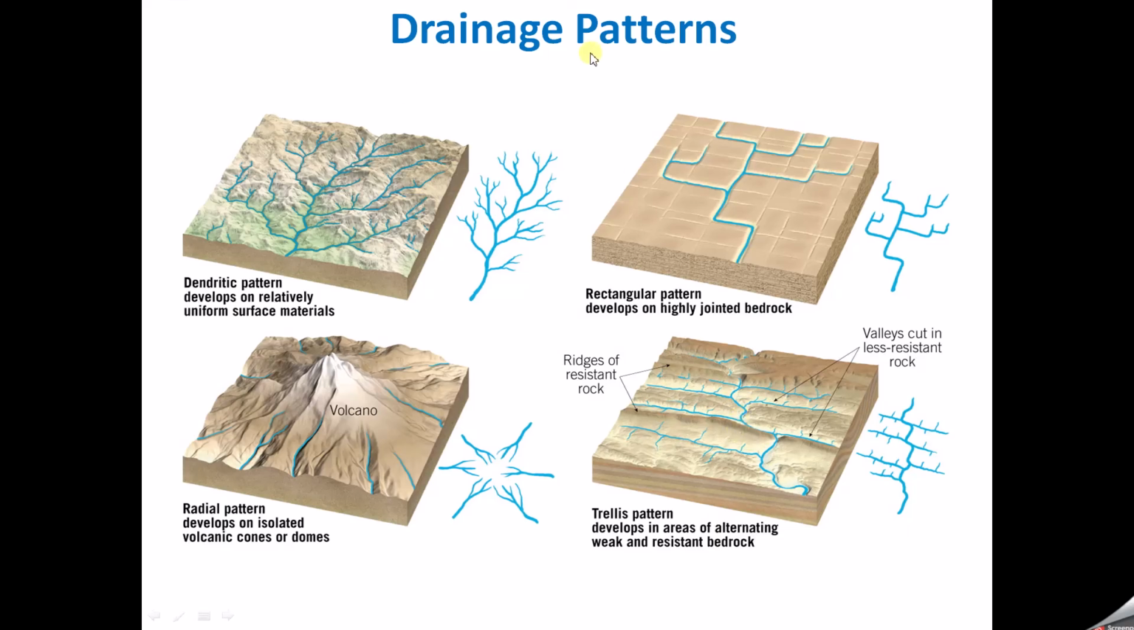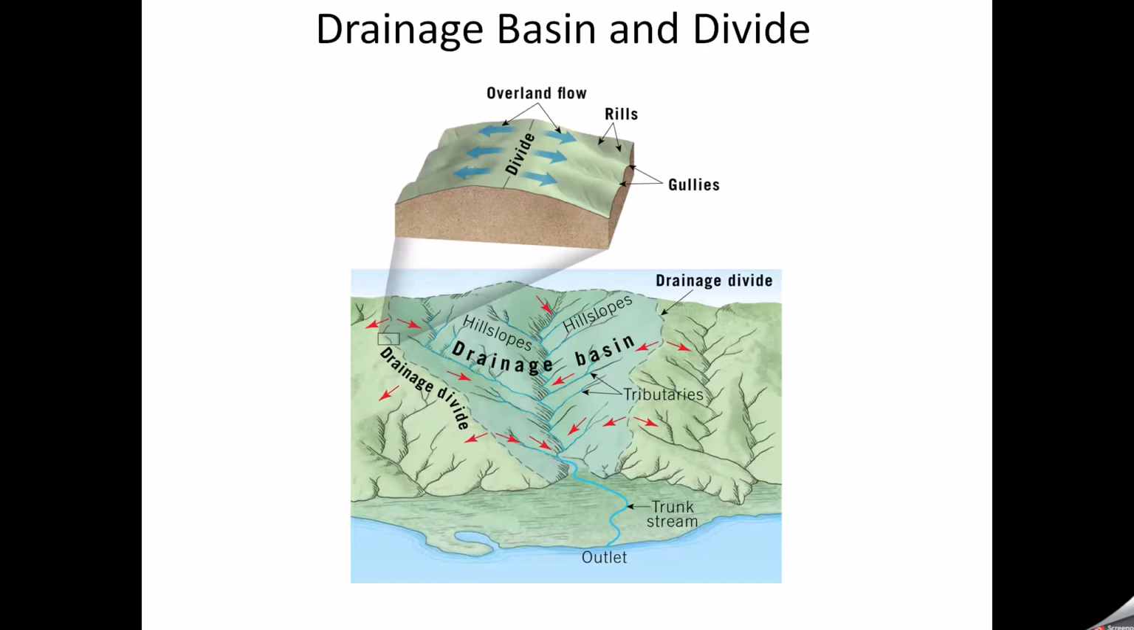Let's look at the drainage patterns here. We have the dendritic pattern, the shape. We have rectangular, like 90 degrees, this shape here. We have radial, like a star shape, around a volcano here. And we have the trellis pattern. So let's see why they're different.